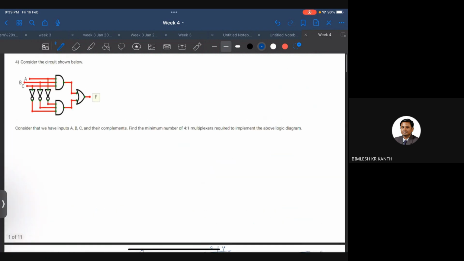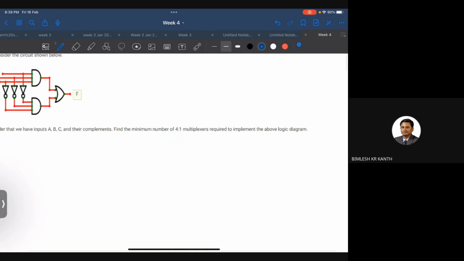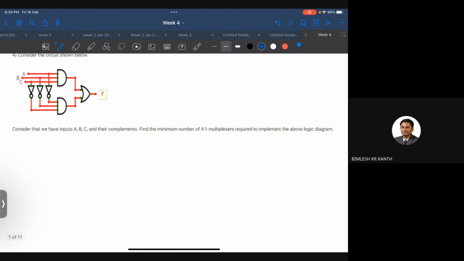Okay. Now let's solve this question. We have inputs A, B, C and their complement. Find the minimum number of 4:1 multiplexers required to implement the above logic diagram. So what you have to do? First you have to find the expression, then after that, find how you can design the circuit using a 4:1 multiplexer. ABC plus A naught B naught C naught. What is that?